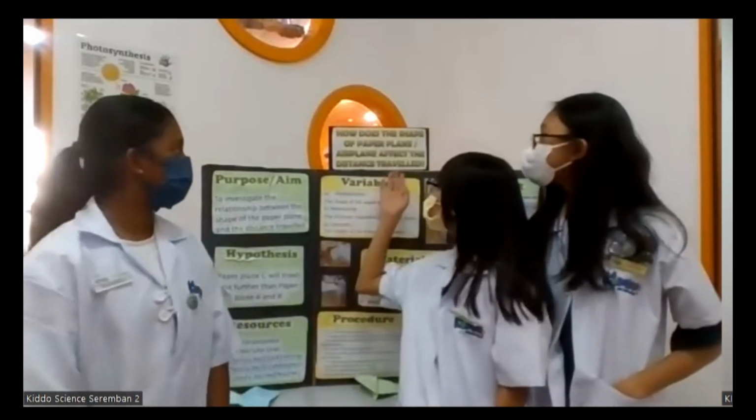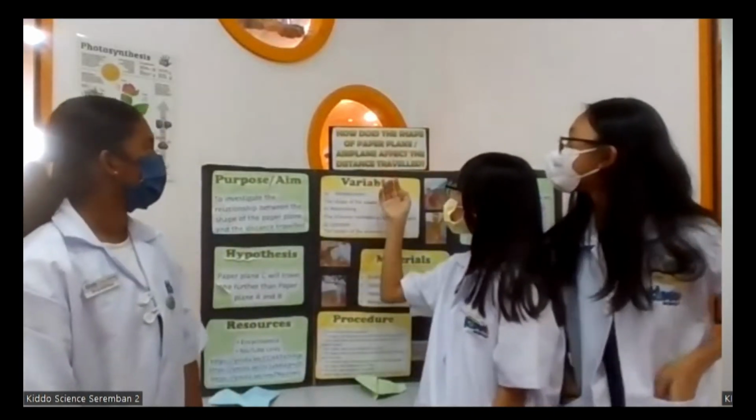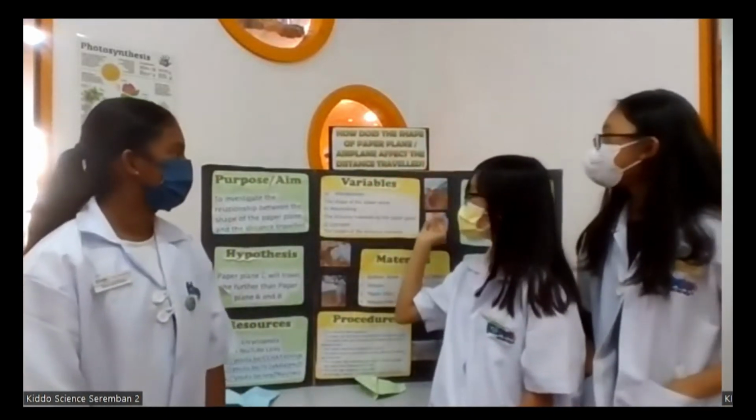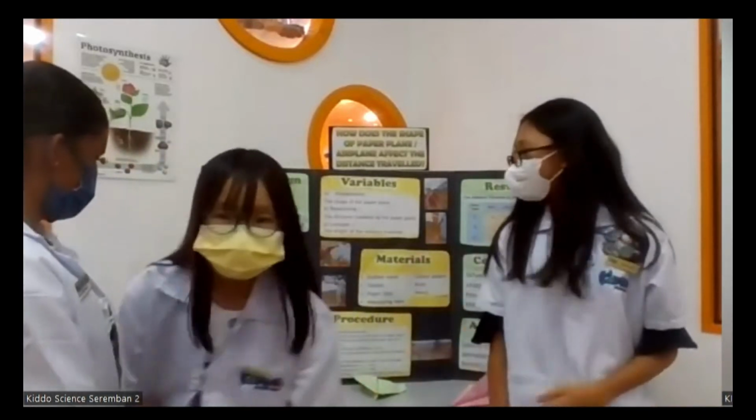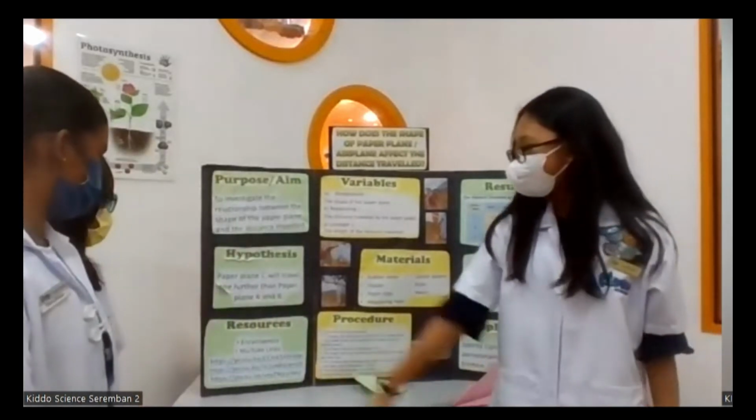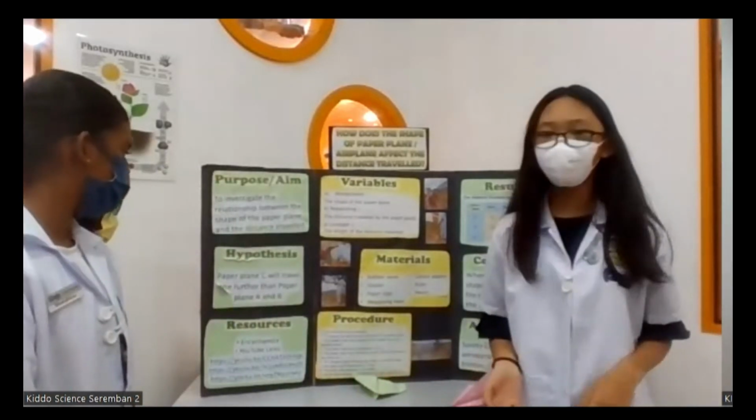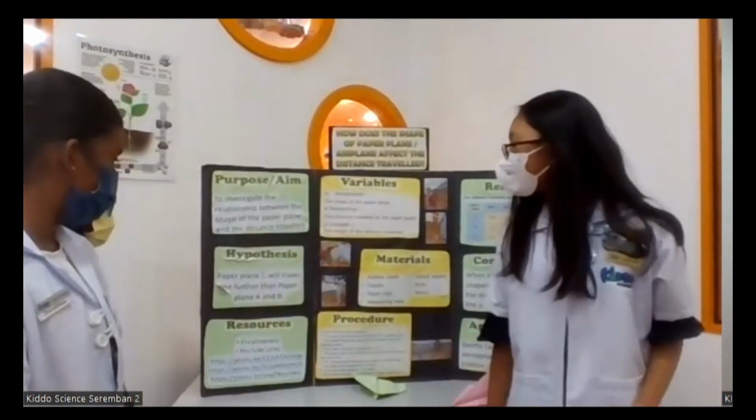Today we would like to present how the shape of an airplane affects the distance traveled. The purpose of our aim is to investigate the relationship between the shape of the paper plane and the distance traveled. Our hypothesis is that paper plane C will travel further than paper planes A and B. Our resources are an encyclopedia and a tree.